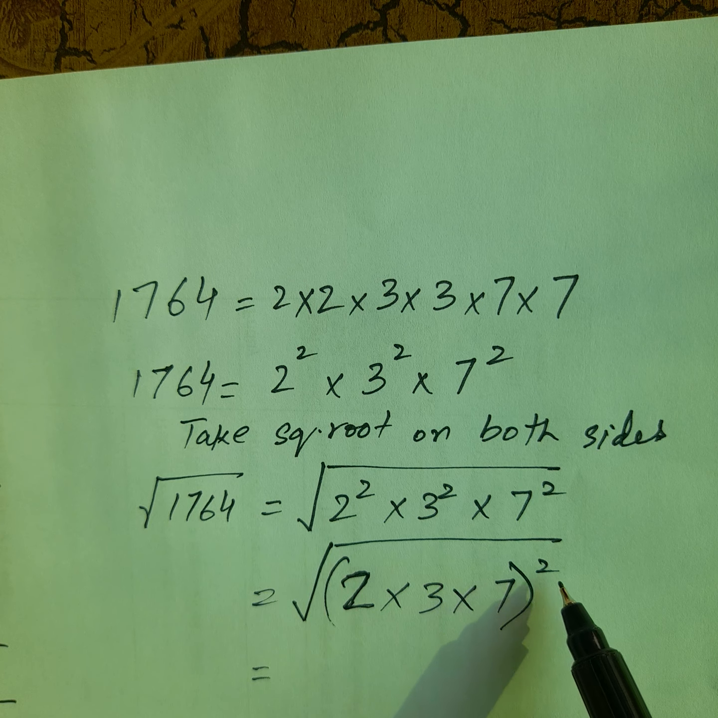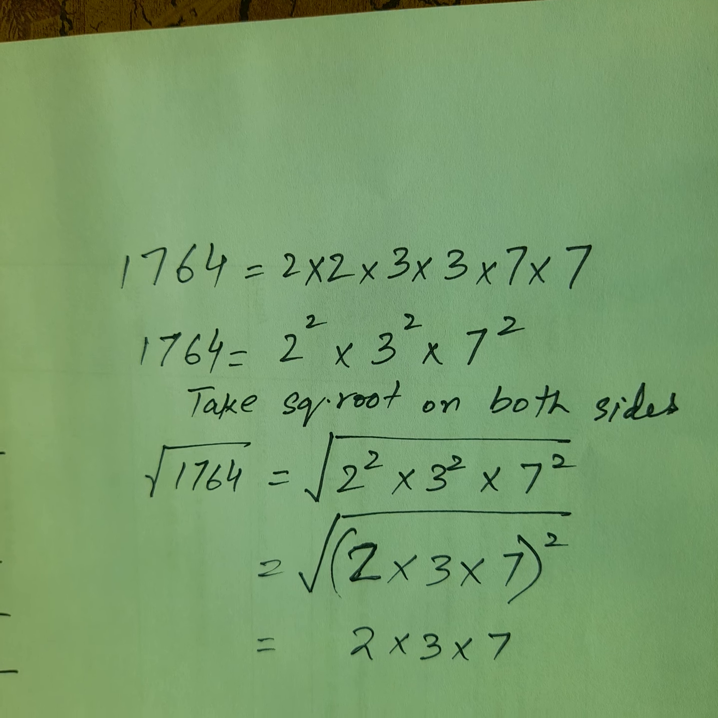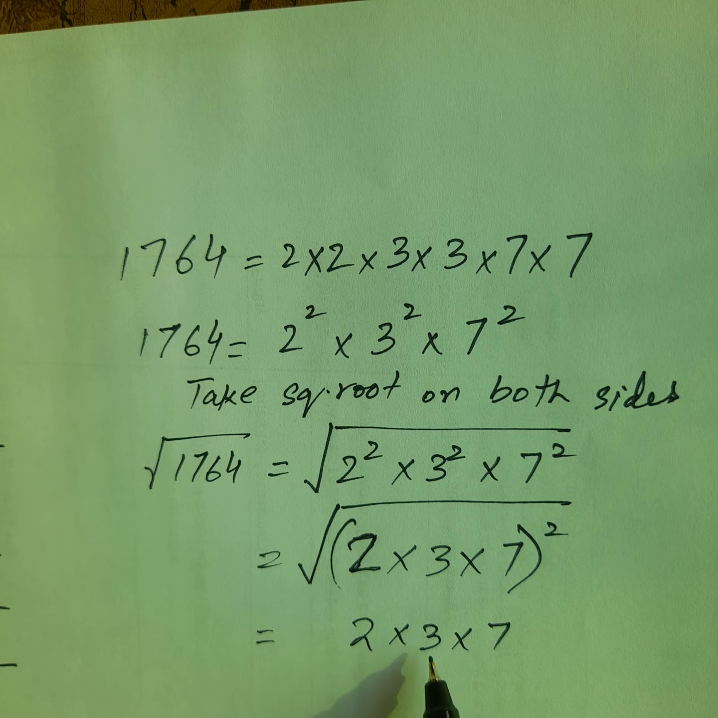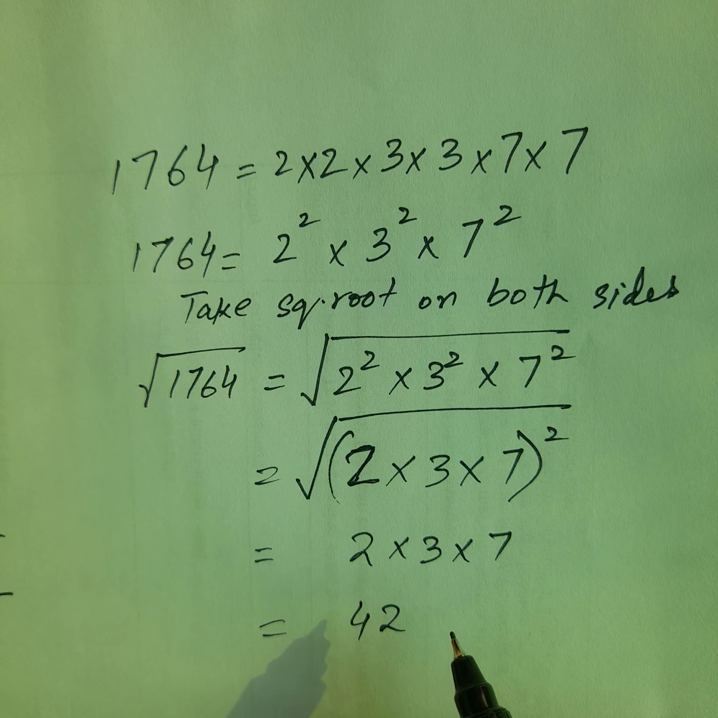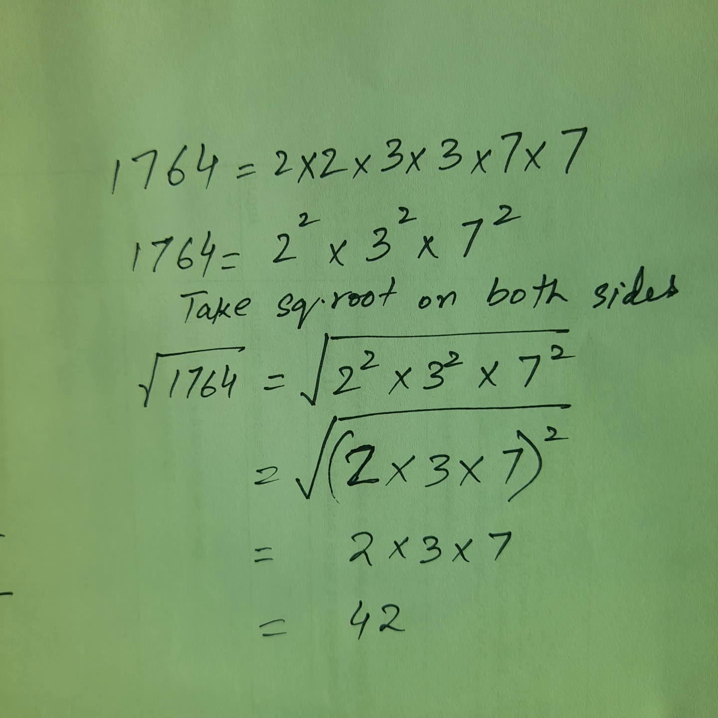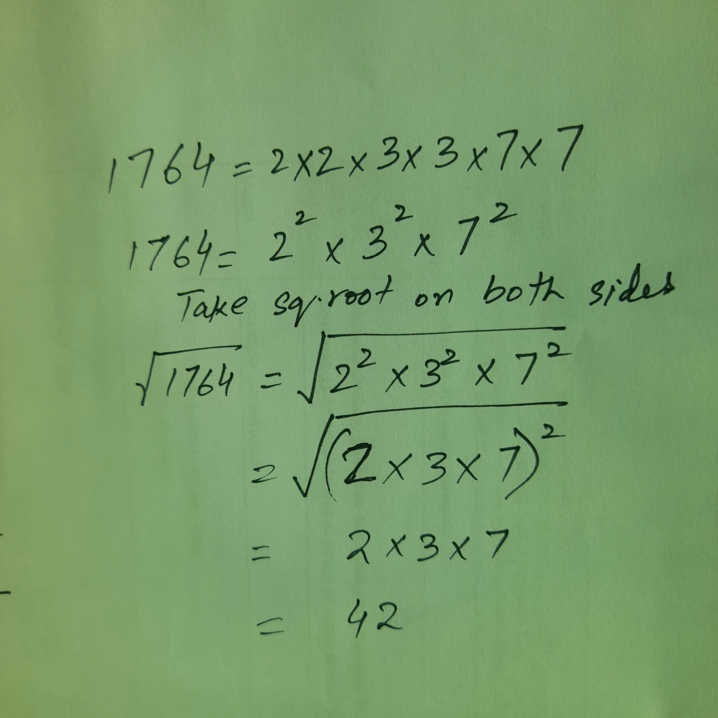Square root cancels the square, and what would be left? 2 multiplied by 3 multiplied by 7. This thing will be left. Now 2 multiplied by 3 is 6, and 6 multiplied by 7 is 42. So the answer is 42. So we have found the square root of 1764 with the help of prime factorization.